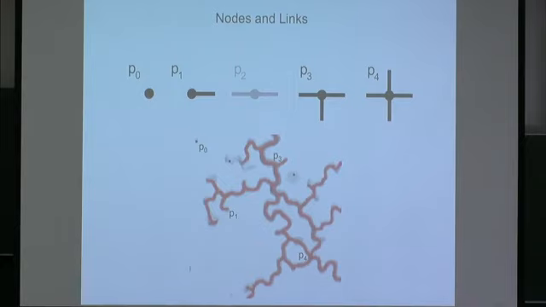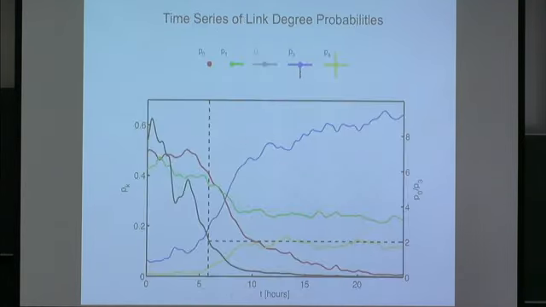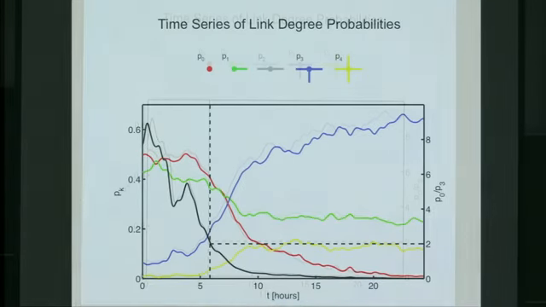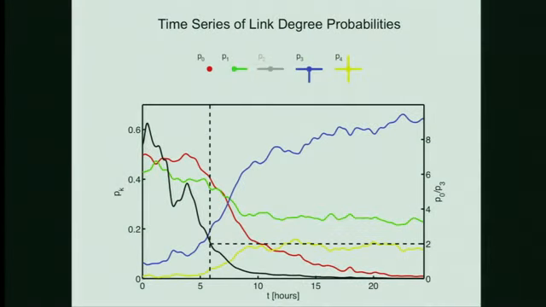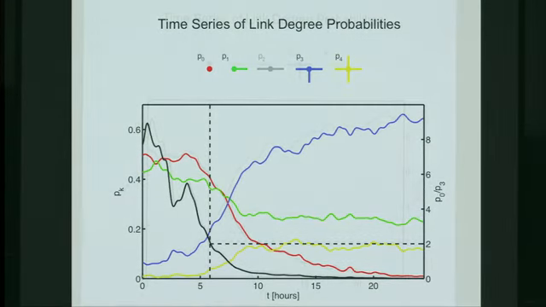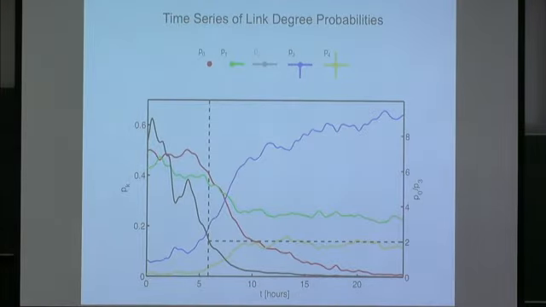Okay, now what you're going to see is the dynamics of these probability distributions over time. Red and green is P0 and P1, so they go down. There's fewer and fewer not connected pieces. The ends go down as well at the expense of the triple connections, right? So in the end, most of the network is actually consisting of P3 nodes and a few P4.